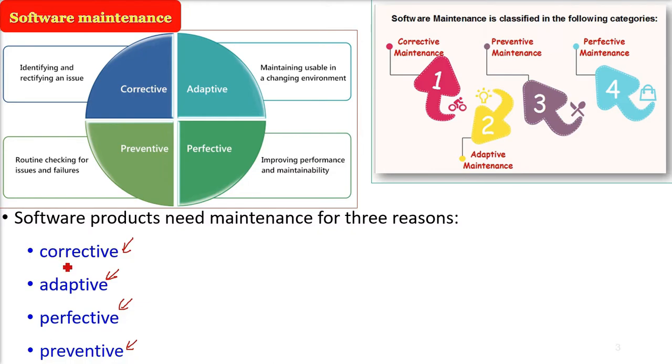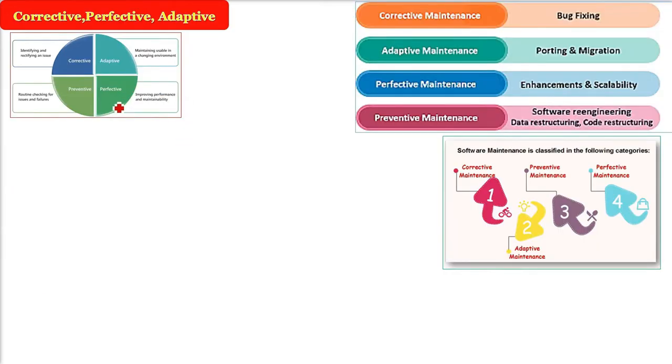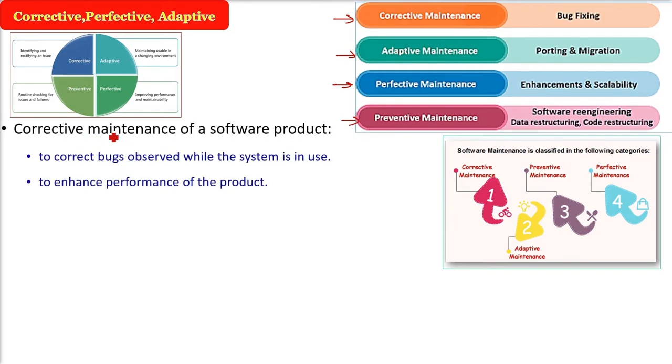Preventive is the first kind of maintenance because this is where the fire cannot happen. Corrective is where the fire happens, then you do certain things to get away from it. So corrective maintenance, adaptive maintenance, perfective maintenance, and preventive maintenance. These are the 4 types of software maintenance.